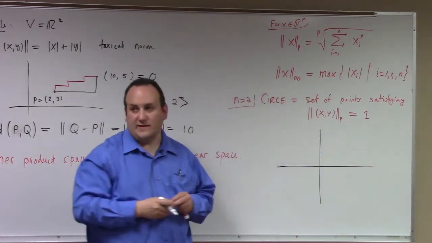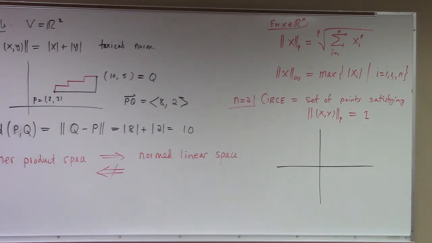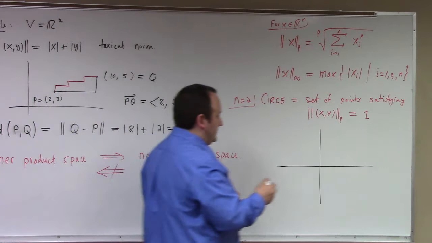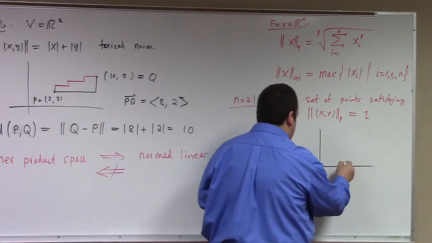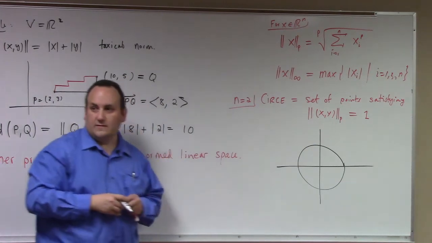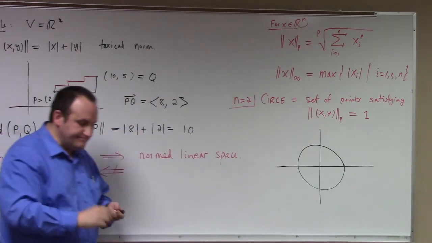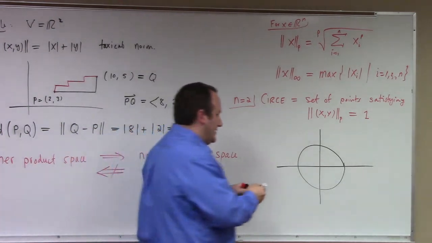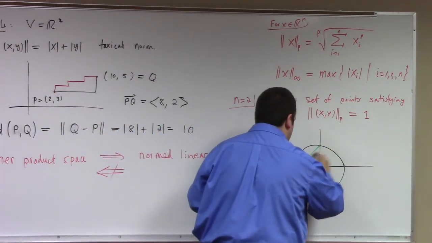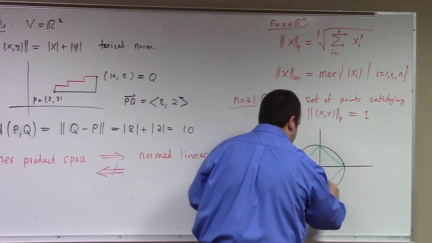Well, of course, what's the Euclidean norm? That's p equals 2, right? The square root of the sum of squares. That's our usual notion of distance. So of course p equals 2 just gives me a circle. If you look at p equals 1, you know what it looks like? For p equals 1, the circle is actually a diamond. This is p equals 1.